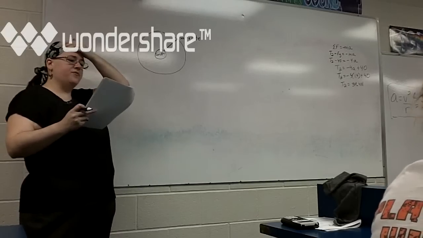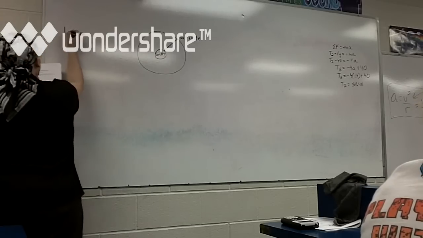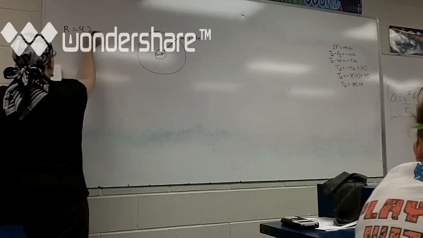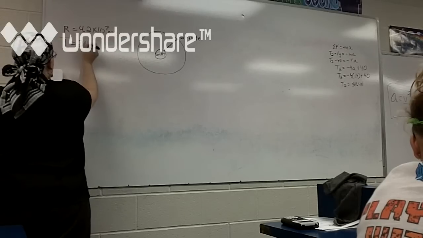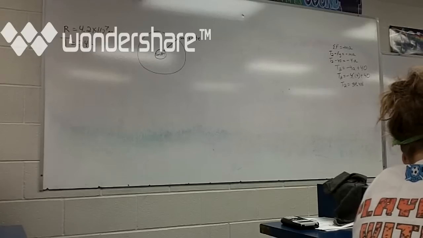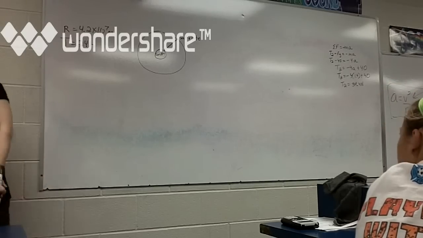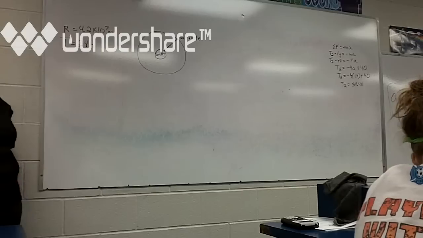The distance of the satellite from the center of the Earth is 4.2 times 10 to the 7 meters. Is that like a radius? 4.2 times 10 to the 7 meters. They gave us the time as 24 hours for rotation. Calculate the acceleration. I only know v squared over r. What do I do? Oh, the other one!